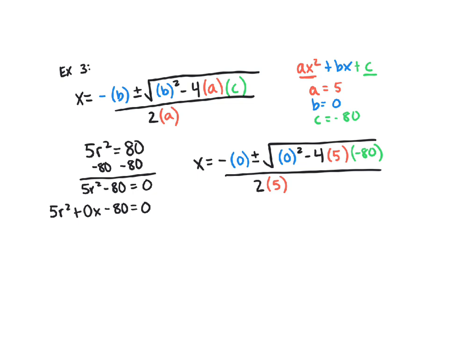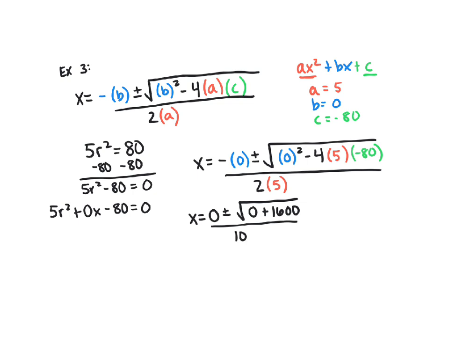Alright, so when we simplify, x equals, well, 0 can't be negative, so we're just going to put 0 plus or minus the square root. Alright, 0 squared is still 0. And then we've got negative 4 times 5 times negative 80. So 4 times 5 times 80, because the negatives cancel out. 0 plus 1,600, a big number. All of that divided by 10.